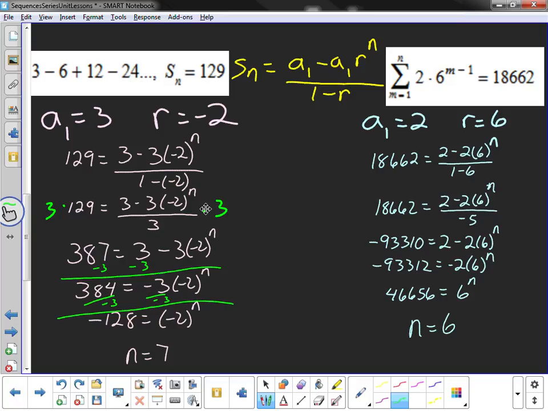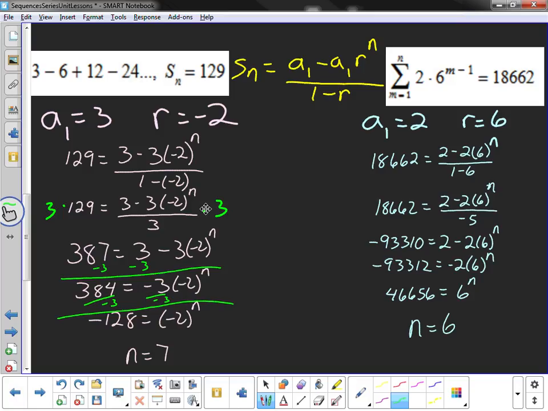Then I had to figure out 2 to what power got me up to the 128th. I knew it had to be an odd number because the 2 is negative and the 128th is negative. I'm only going to get that in the case where there's an odd number of negatives. So the n had to be an odd number.